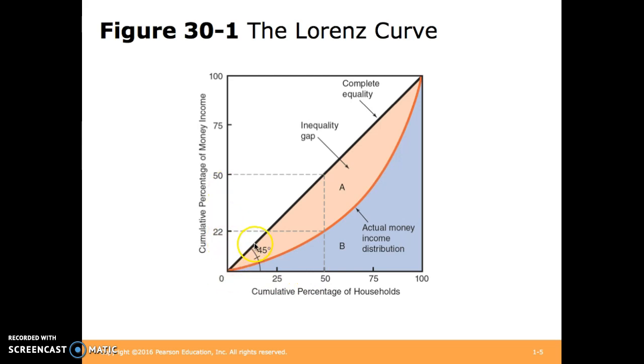A 45-degree angle means that the percentage of households is equivalent to the percentage of income, or that each household represents the exact same amount of income, which represents complete equality. The gap between the 45-degree line and the Lorenz curve is the inequality gap.